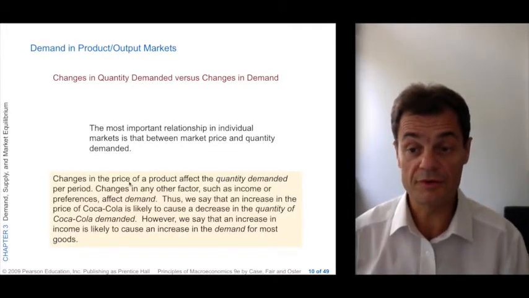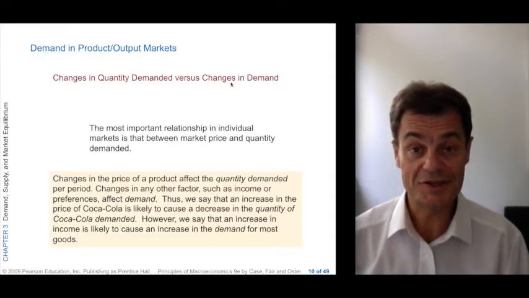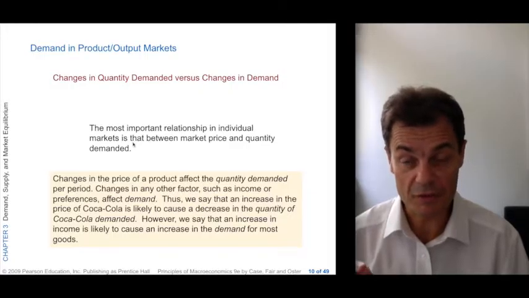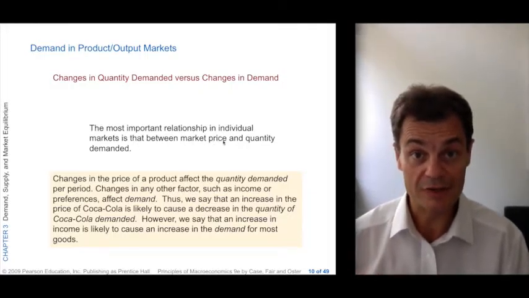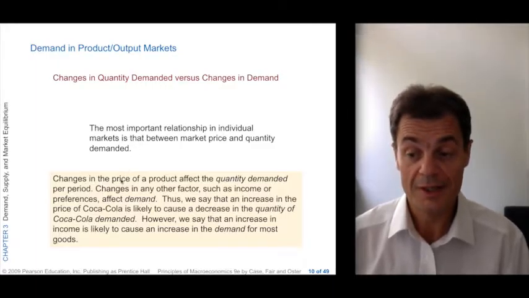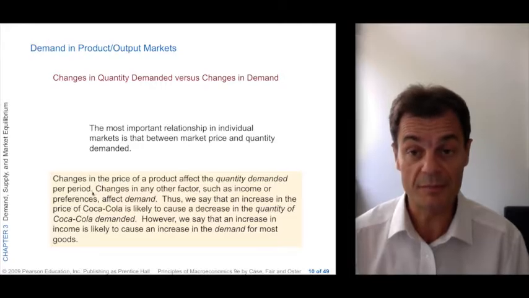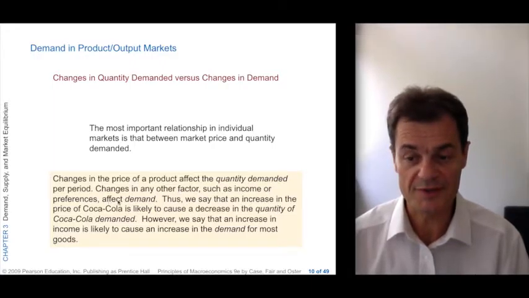It is important to distinguish between quantity demanded versus change in demand. The most important relationship in individual markets is the relationship between the market price and the quantity demanded. Changes in the price of a product affect the quantity demanded per period. Changes in other factors such as income or preference affect demand.